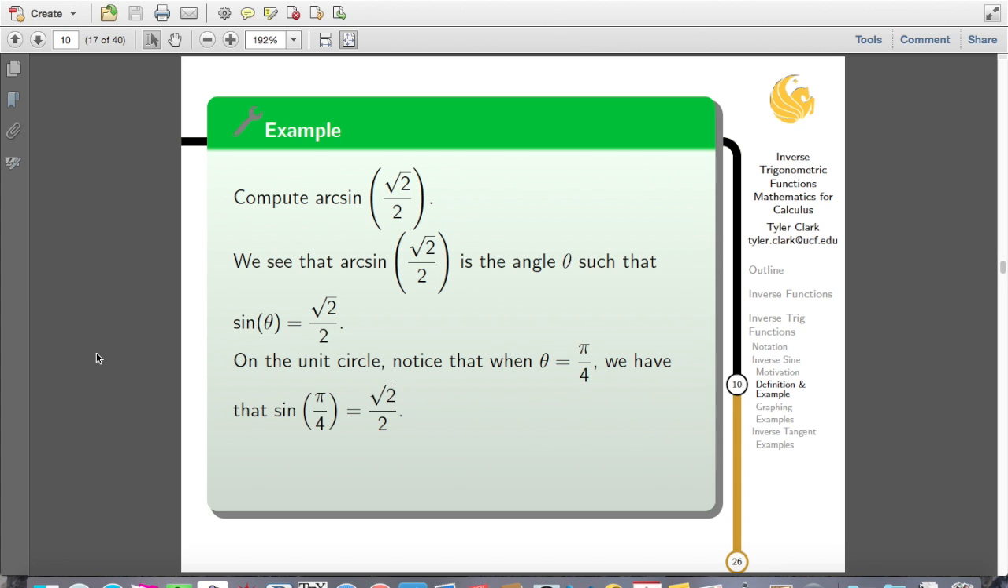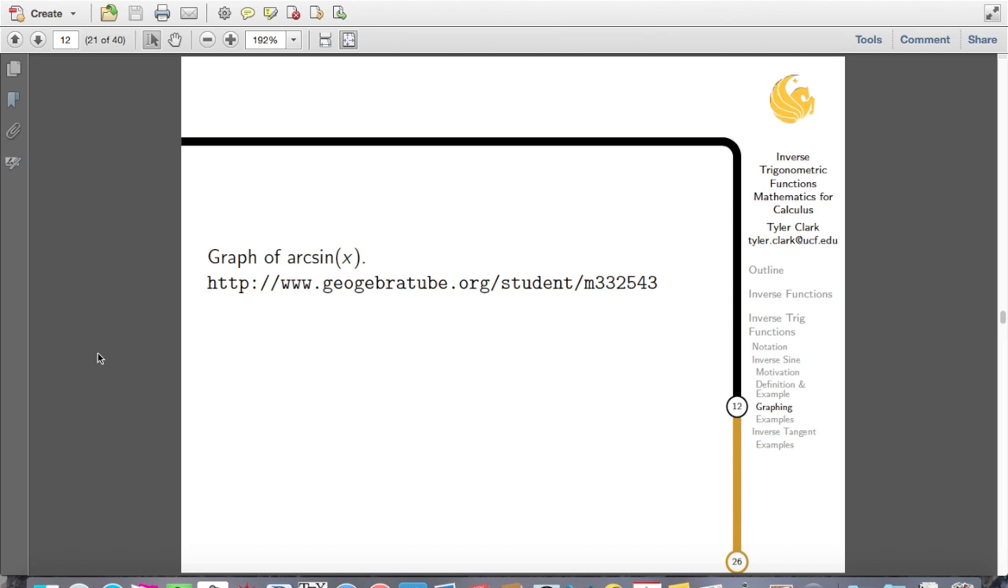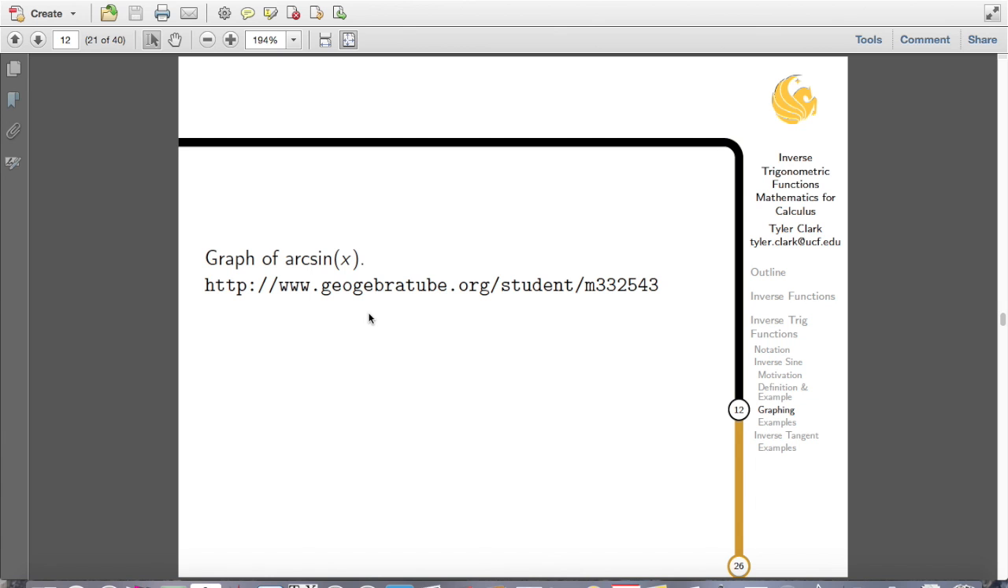And notice here, I've only mentioned one of those values, pi over 4. So let me come back to 3 pi over 4 in just a moment. When theta equals pi over 4, we see that sine of pi over 4 equals square root of 2 over 2. So we have that arcsine of square root of 2 over 2 is indeed pi over 4. Now this question, why is arcsine of square root of 2 over 2 not 3 pi over 4? We'll come back to this question in just a bit. Now let's take a look at a file that I created.